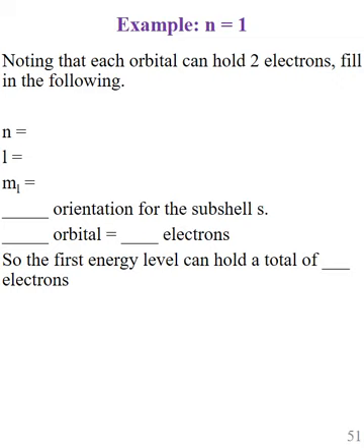Now we're going to look at an example, and we're going to look at each shell. So our first example is n equals 1. This is our first shell. So remember, we have our nucleus right in the middle, and we're going to only look at the first shell.